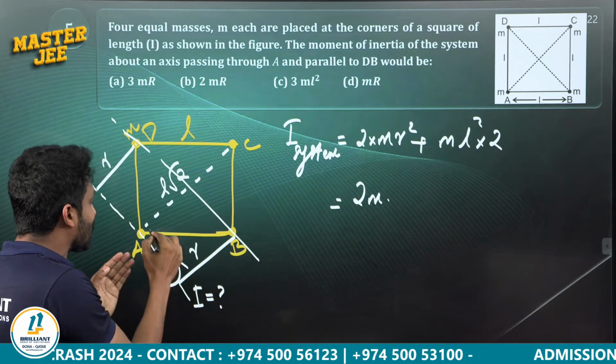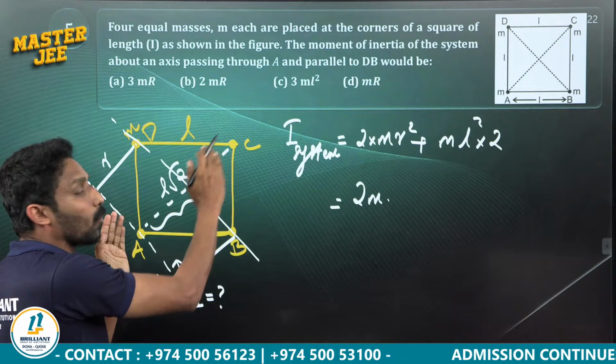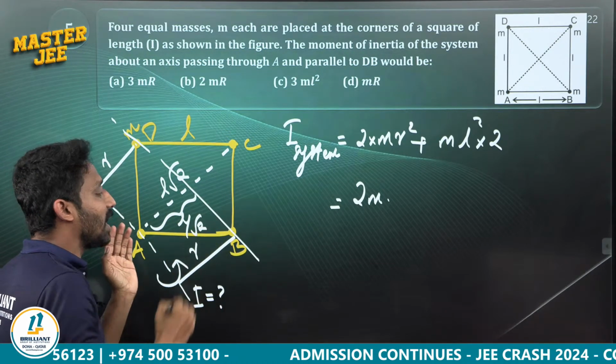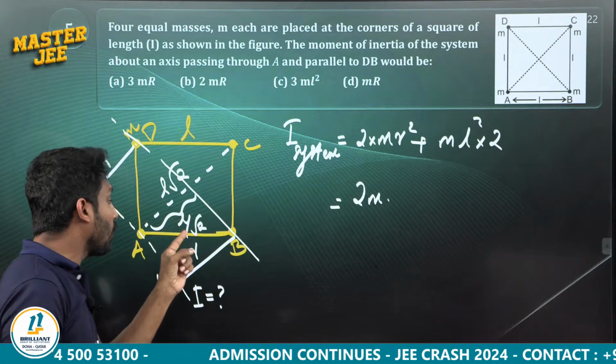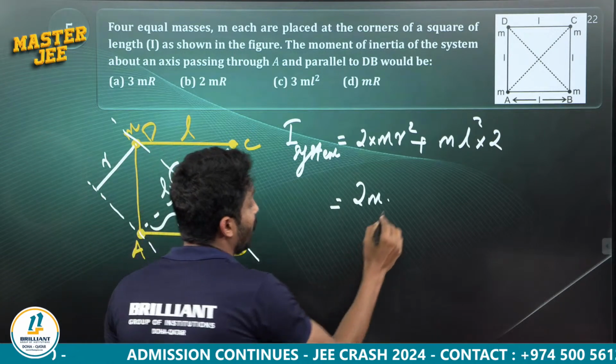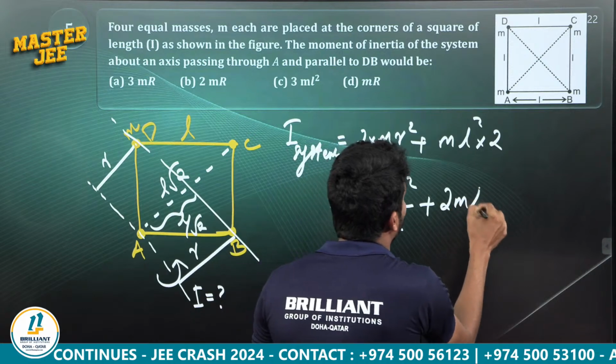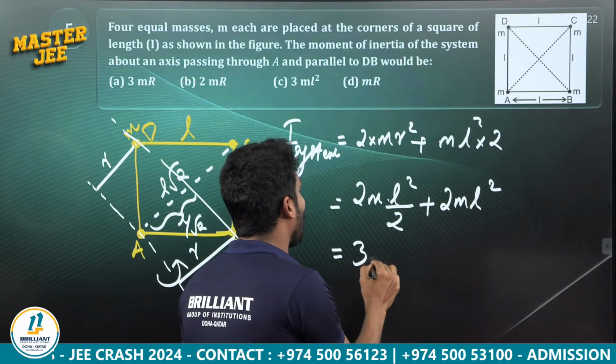See, this distance is half of this L root 2. Half of the L root 2 is L by root 2, isn't it? And the square of this value is L square by 2. Okay. L square by 2 plus 2ml square. The answer is 3ml square.